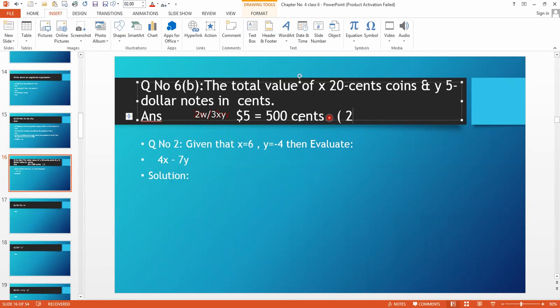20x cents. 20x plus 500, because we have to convert this $5 into cents. 500, and which variable is used for showing this dollar? Y. So this is the whole amount in cents. How do we have to write? 20x plus 500 cents. Clear? Now we move towards the next question.